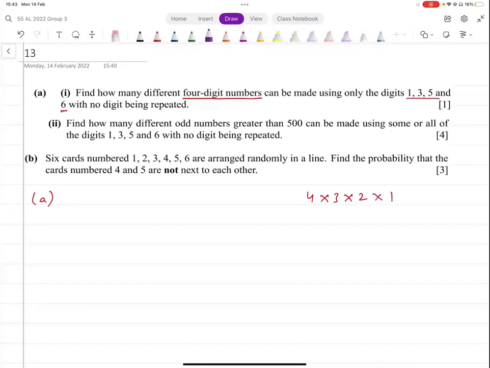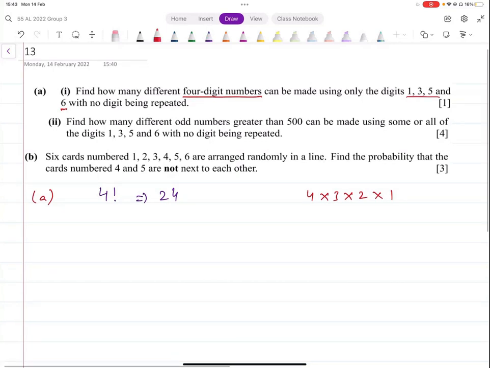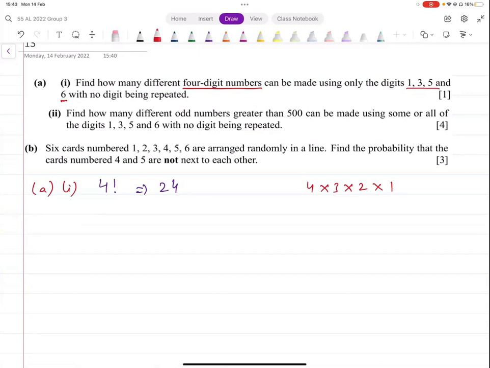So this is simply going to be 4 factorial, right? You've done a lot of examples like this. This is simply 4 factorial, and that gives you 24. So that's pretty straightforward. Now, let's look at the next part. So this was part A1. Now, let's think about part 2 of this.